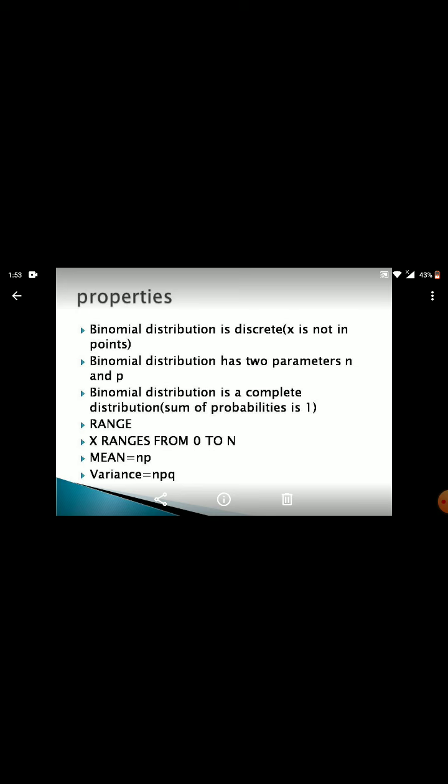Range means starting point and ending point. As I had discussed in the previous slide, X ranges from 0 to N. 0 is the minimum value and N is the maximum value. Mean of binomial distribution is equal to NP. If you have to find the mean, simply multiply N with P, and the variance is equal to NPQ. Q is again equal to 1 minus P.